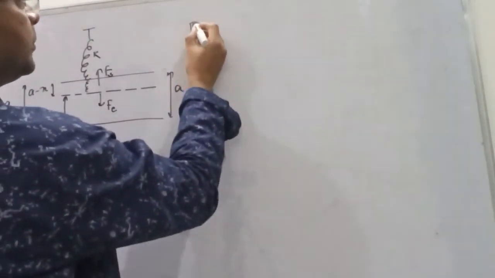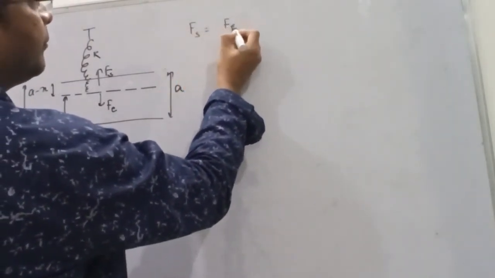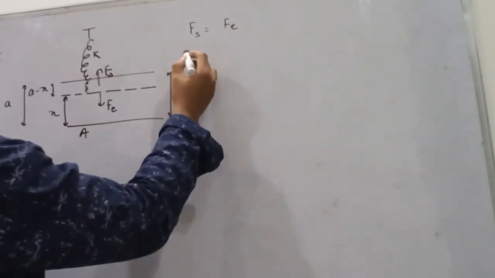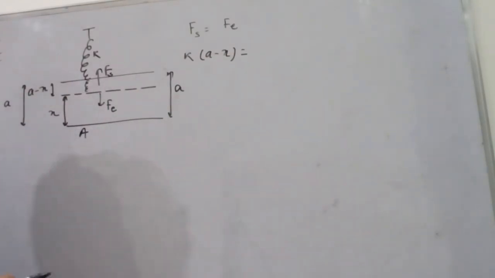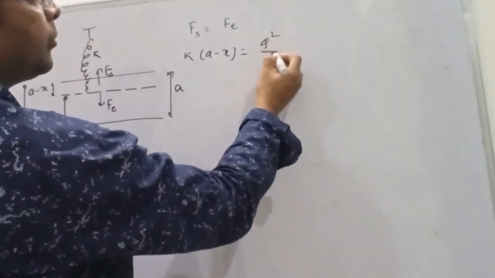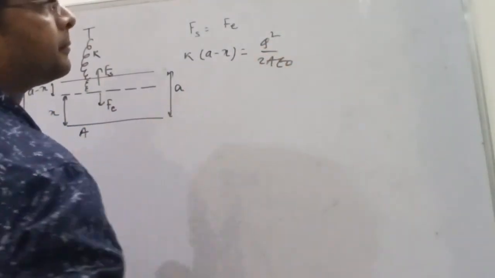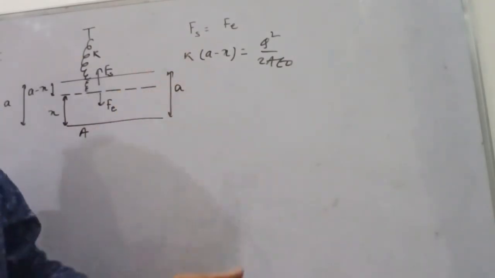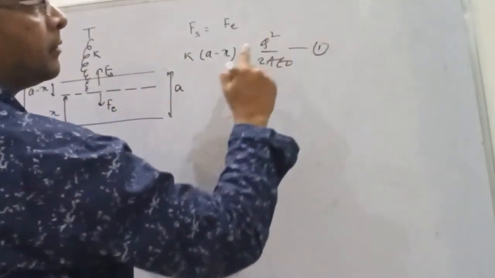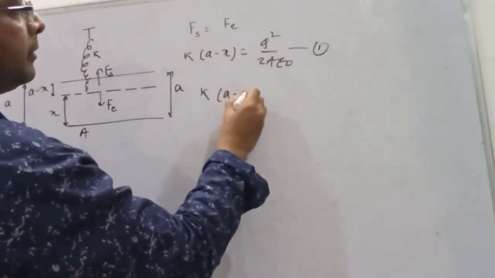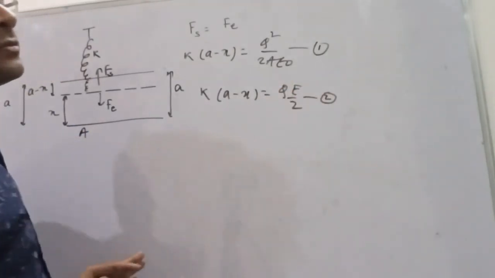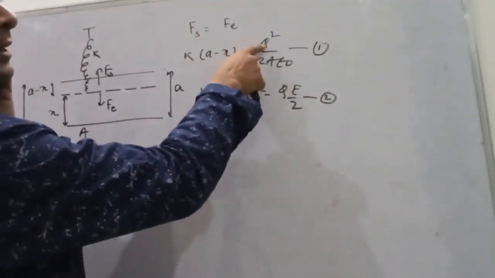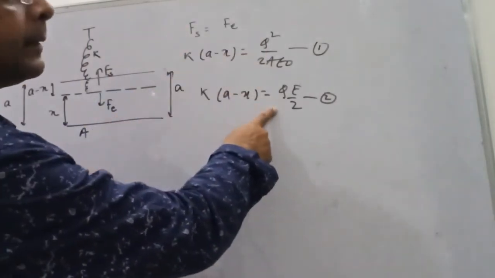So let's balance the two. We can say Fs is equal to Fe. Fs is the spring force, K into A minus x, and the electrostatic force is the formula that we just derived, Q square upon 2A epsilon naught. So we can relate like this. Just keep in mind the formula. Again I can write Q into E by 2. We must remember this formula also, that we can simplify this into this only. Both are the same thing actually.